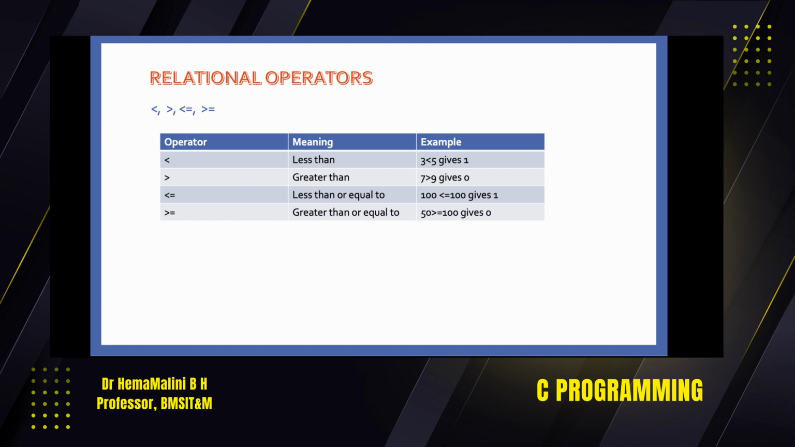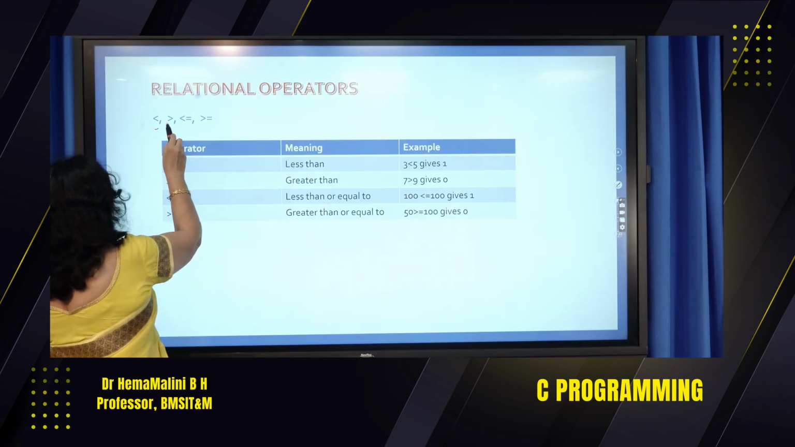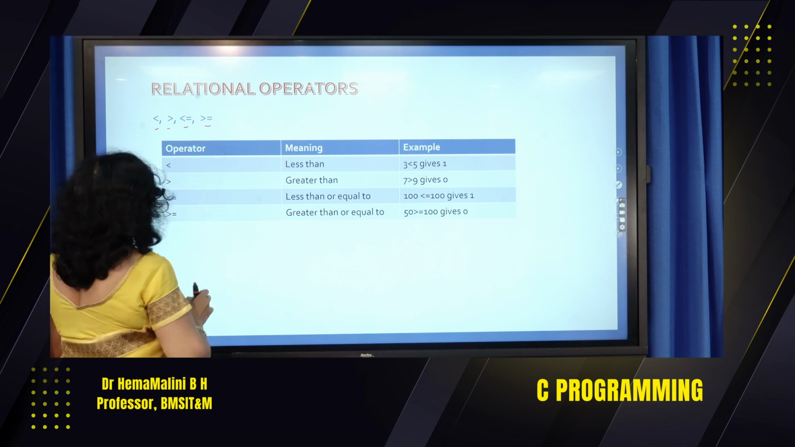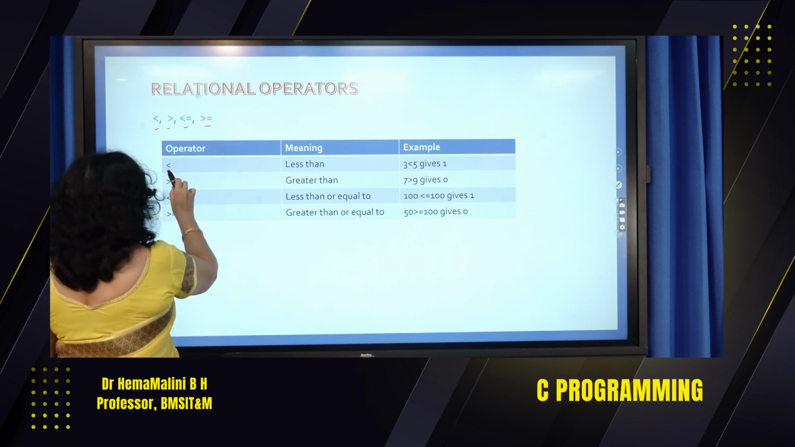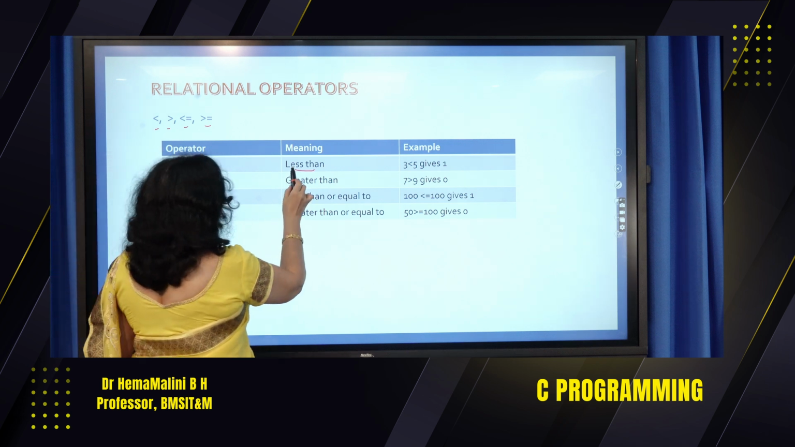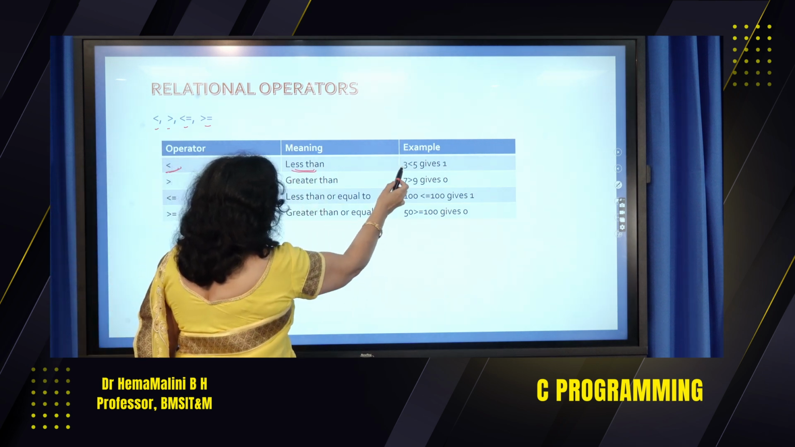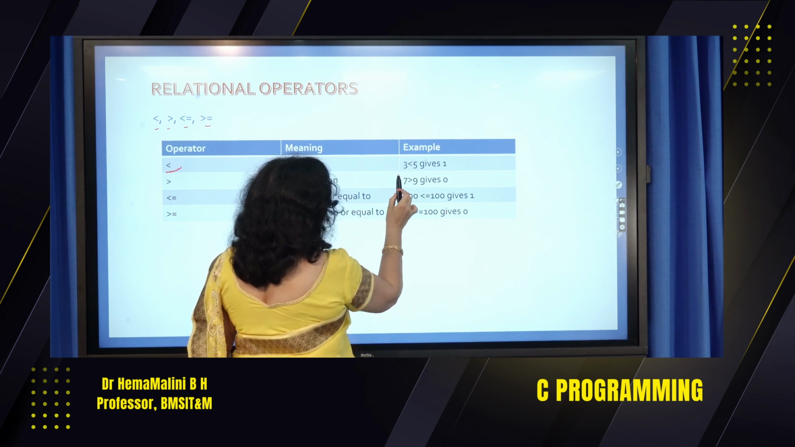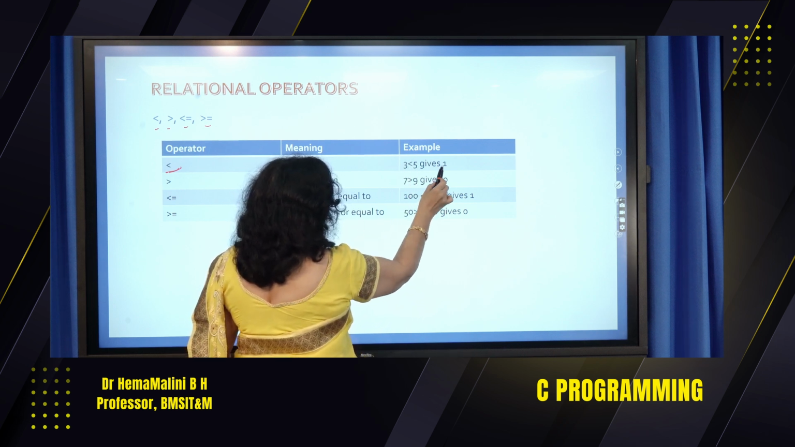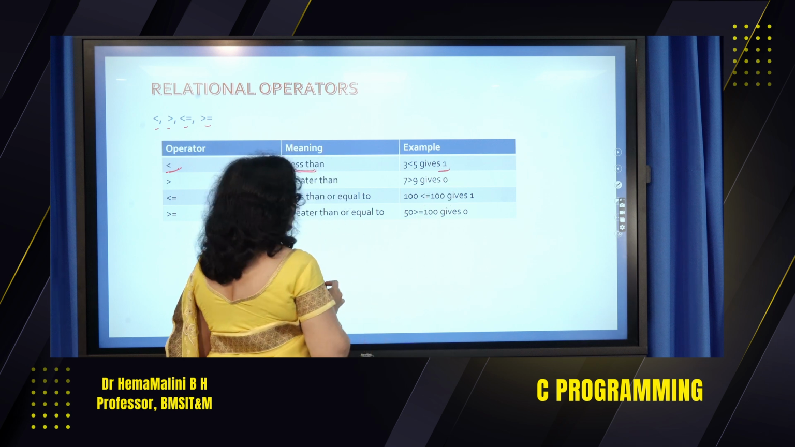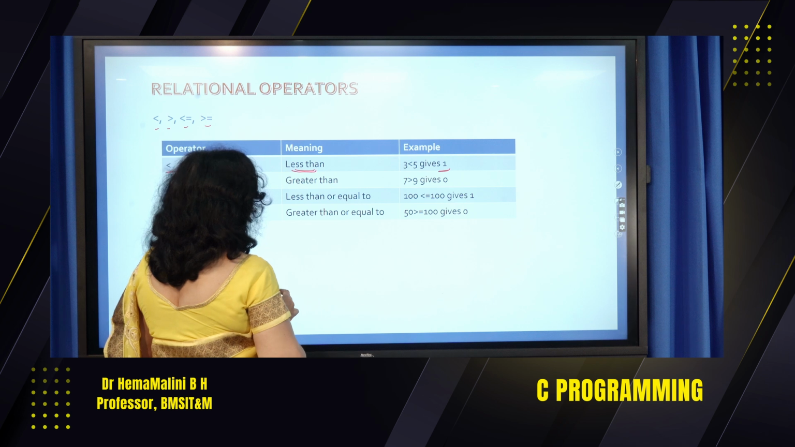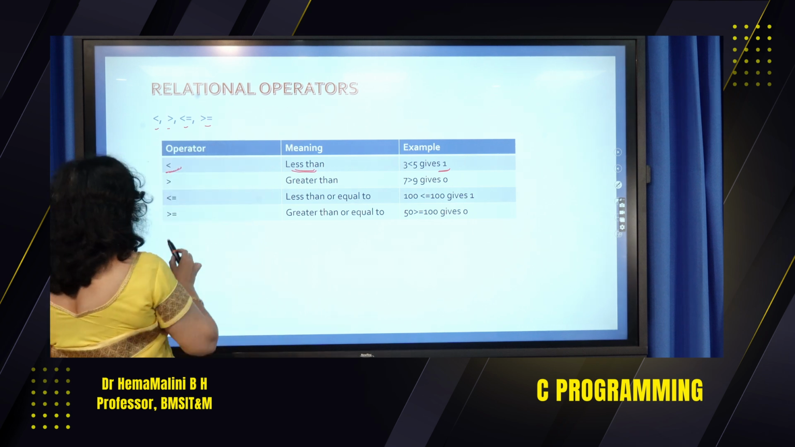Next we have relational operators. So we have less than, greater than, less than or equal to, greater than or equal to. The operator is less than, the meaning is less than. Example, we take 3 less than 5. We are going to check 3 less than 5. If it is true, it gives a value 1. So the result would be either 0 or 1 when we check for the condition.